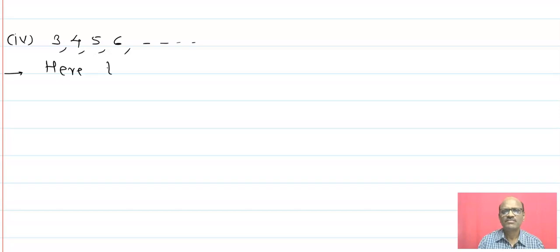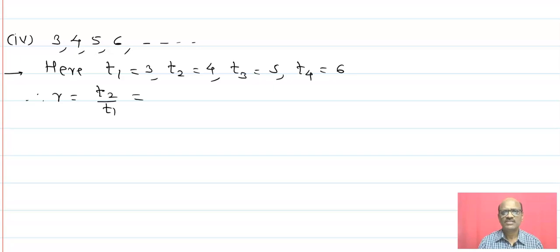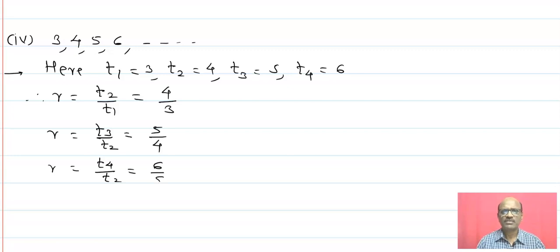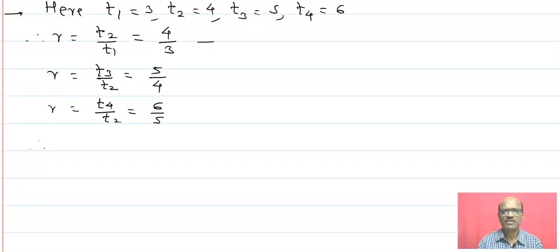Now next is 3, 4, 5, 6, and so on. These are the terms of the sequence. Here T1 is equal to 3, T2 is equal to 4, T3 is equal to 5, T4 is equal to 6. Now R is equal to T2 upon T1, that is 4 upon 3. Next R is equal to T3 upon T2, then you are getting 5 upon 4, and next is T4 upon T3, that is 6 upon 5. The ratio is not constant.